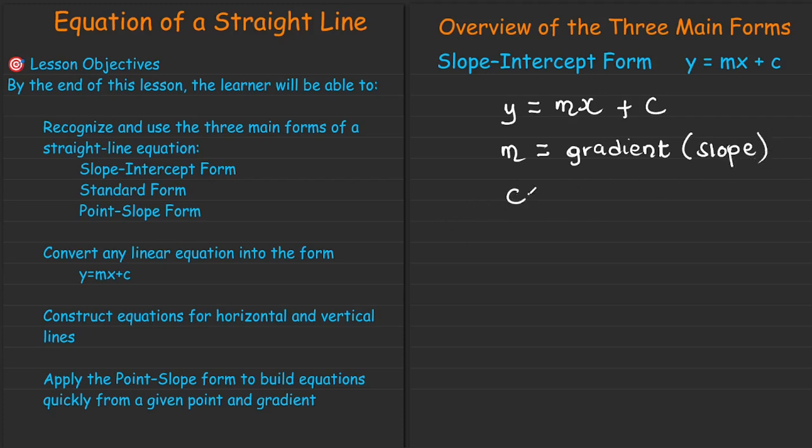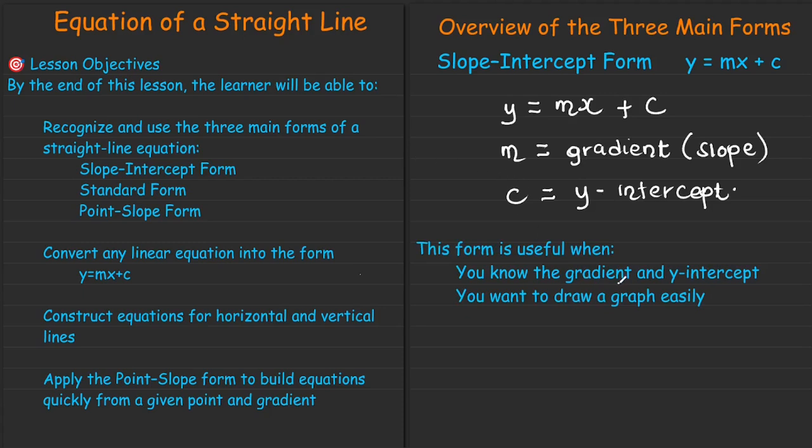And then we have the c. The c is what we call the y-intercept. The y-intercept is where the line cuts the y-axis. And the gradient, as we spoke about in our previous lesson, simply has to do with the steepness of the line. Now, in which cases do we actually use the slope-intercept form?